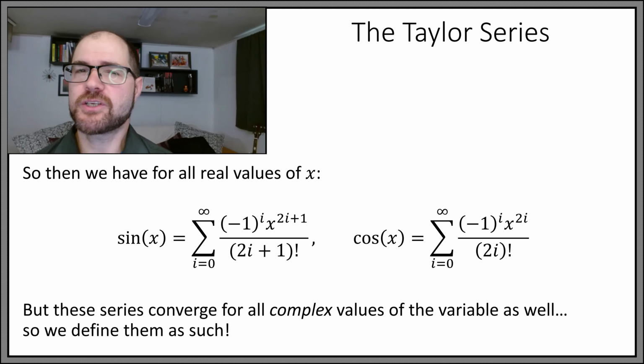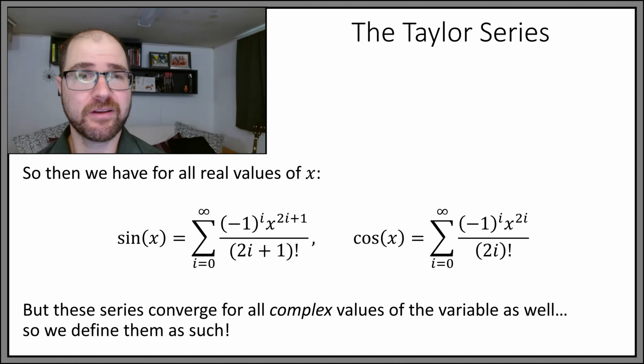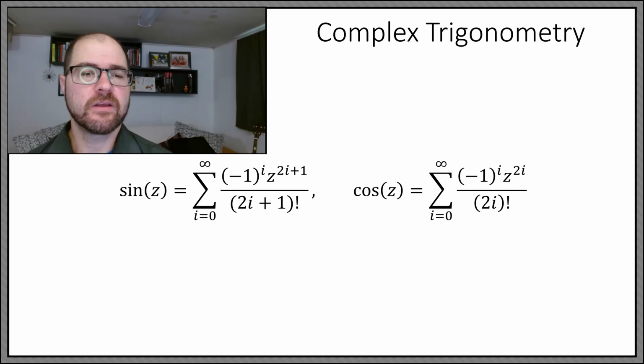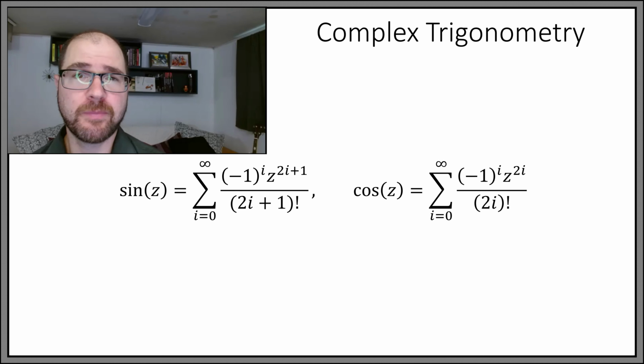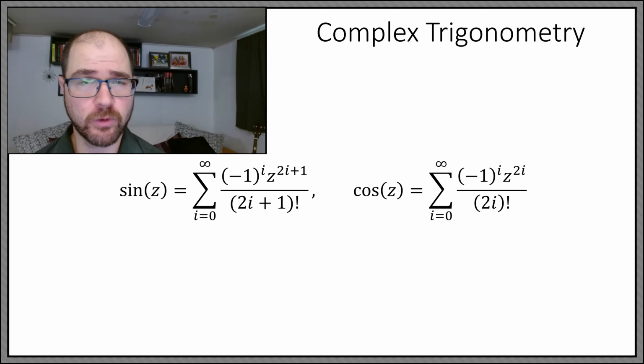These series converge not just for real numbers, however, they converge for complex numbers. So we can now let x be a complex value. So with a complex number z, we simply define the sine and cosine of that complex number through these power series. The circle, the triangle don't make so much sense anymore, but the power series work just fine, so we go with it.